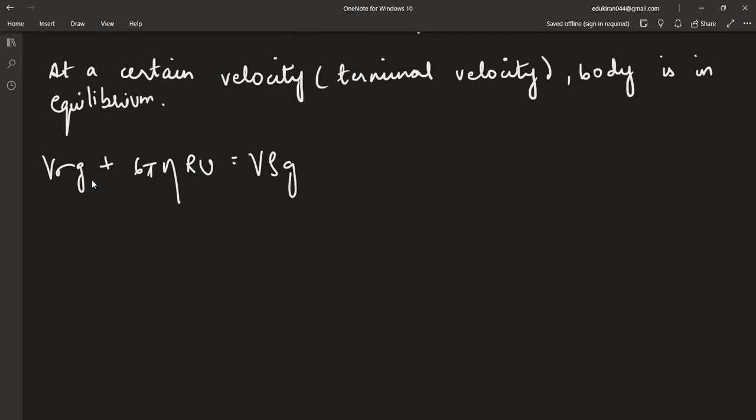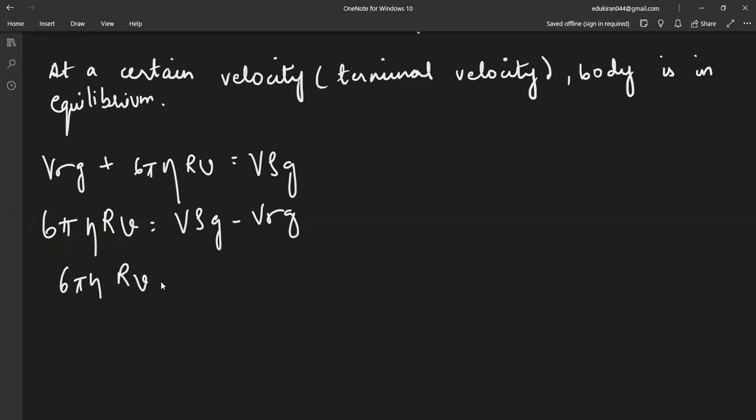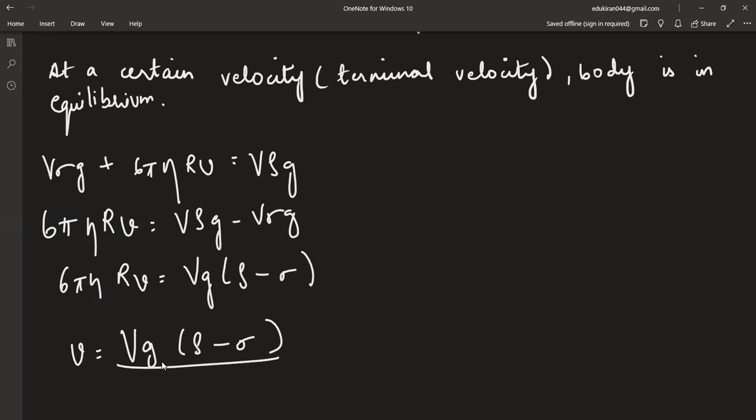So let's do one thing. Let's put this V term here only. 6 pi eta r v is equal to V rho g minus V sigma g. So 6 pi eta r v is equal to, if we take Vg common, we are left with rho minus sigma. Rho is the density of the body, sigma is the density of the liquid. So from here, velocity is V g (rho minus sigma) divided by 6 pi eta r.